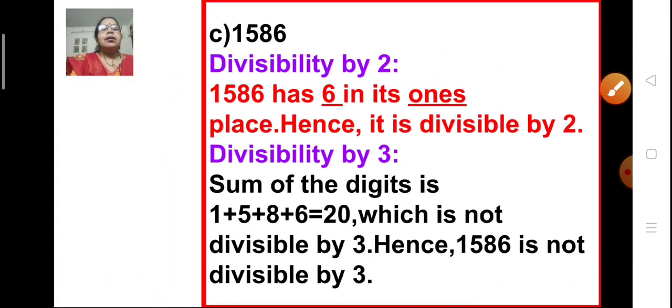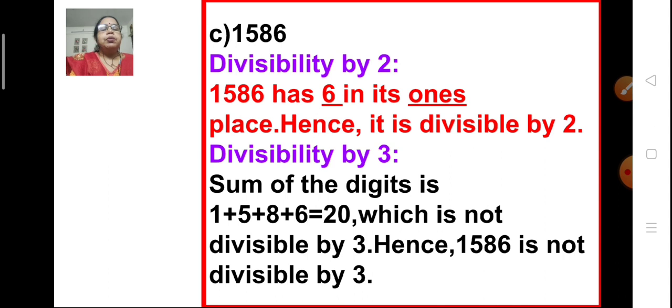Now let's take C, problem number C. The number is 1586. Let's check its divisibility by these numbers. Divisibility by 2. 1586 has 6 in ones place, isn't it? And 6 is divisible by 2. It is a multiple of 2. So the number is an even number, 1586, and it is divisible by 2.